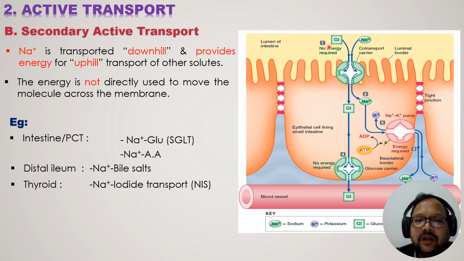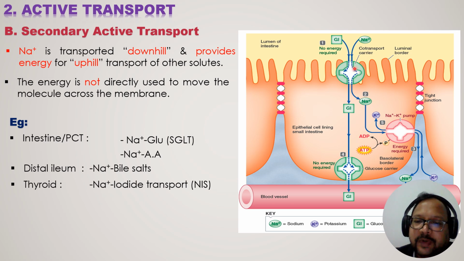Here, the glucose concentration in the lumen is low, but the glucose concentration in the epithelial cell is higher. So the substance is moving from lower concentration to higher concentration with the help of another friend, sodium. That's why we call it co-transport.